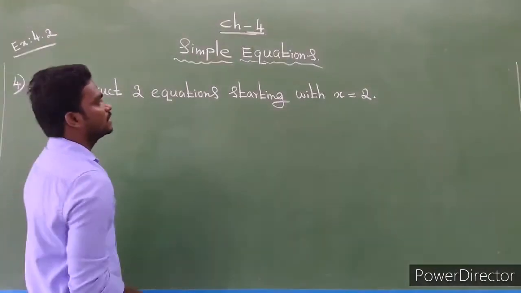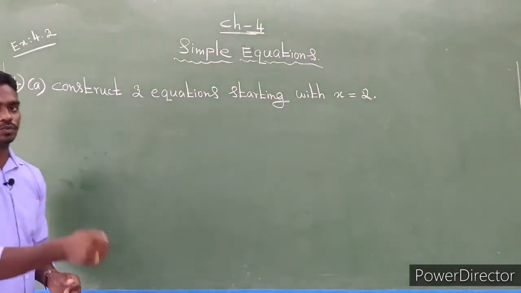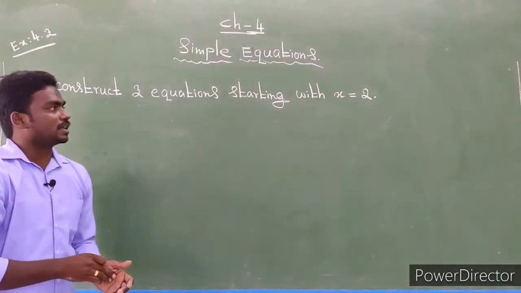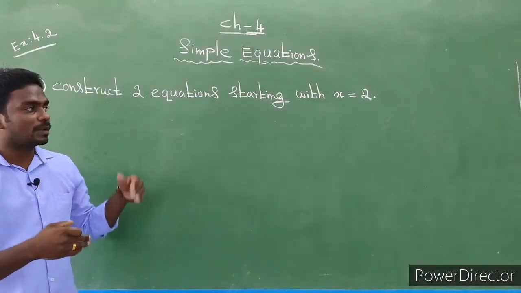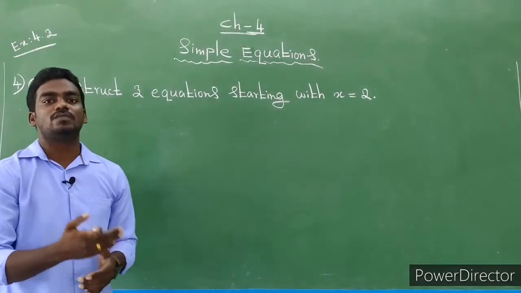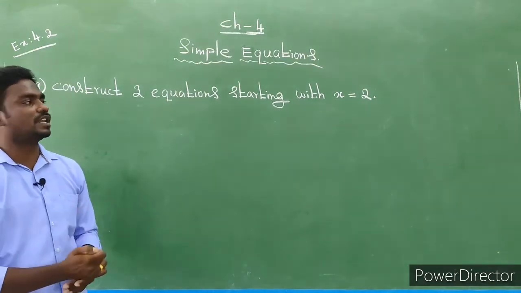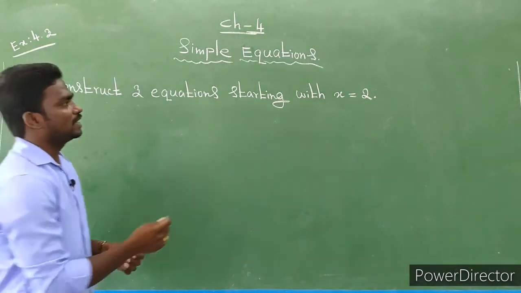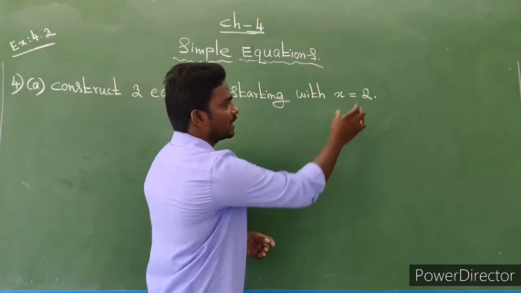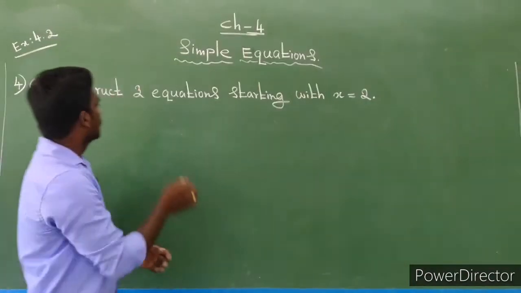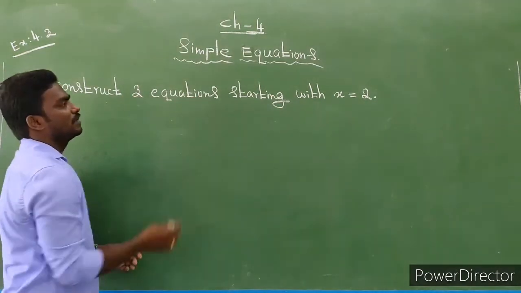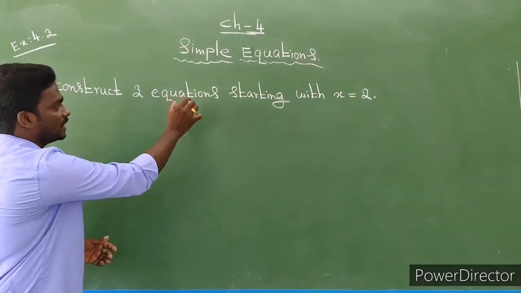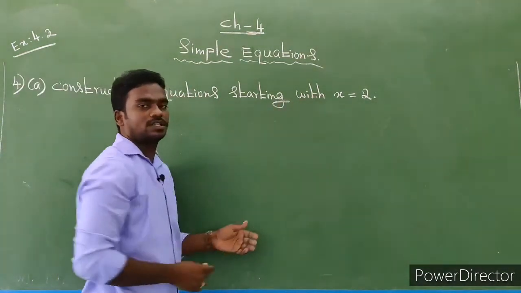Construct three equations starting with x is equal to 2. In our previous patterns, equations are given and we want to find the value of the variable. But in this pattern, the value of the variable is given. Here x is equal to 2 is given. We have to construct three equations starting with x is equal to 2.